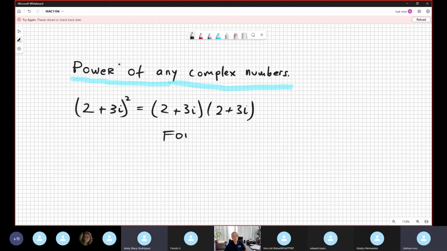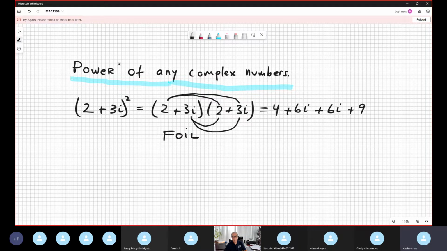And you foil. 2 times 2, 4. 2 times 3i, 6i. 3i times 2 is 6i again. And this together is 9i squared. Now remember, the smart student never does this. Erase this and put negative 1 here, right? Now ready. 4 minus 9 is negative 5, plus 6 plus 6, 12. End of the story.